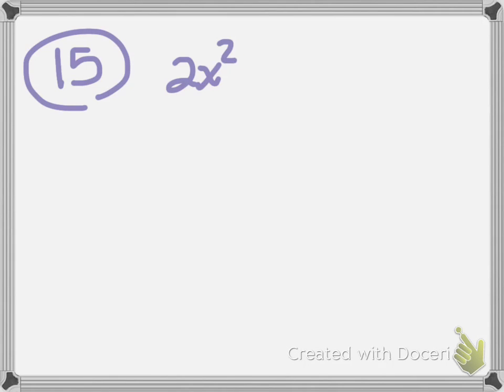Number 15, 2x squared plus 13x minus 7. Here's where you can use the box method. In my 9-10 Algebra 2 class, we didn't use the box method. You'll notice here that a is not equal to 1.